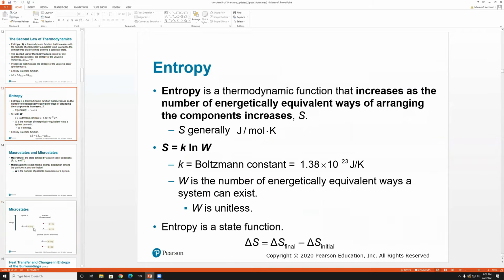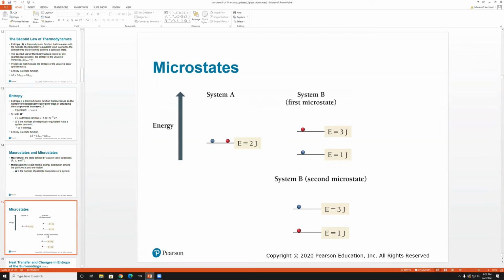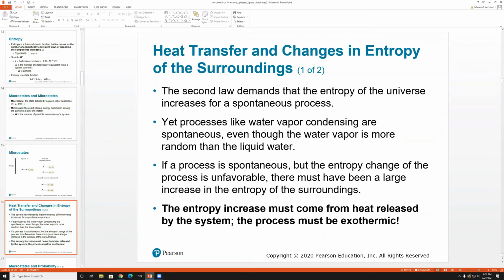And you can imagine how huge it is, right? Because look at this equation. k is 10 to the negative 23rd. That means the natural log of W, if you want an entropy value in joules per mole Kelvin, is going to be a huge number, 10 to the 23rd, 10 to the 24th, like that. So these microstate numbers are going to be huge.